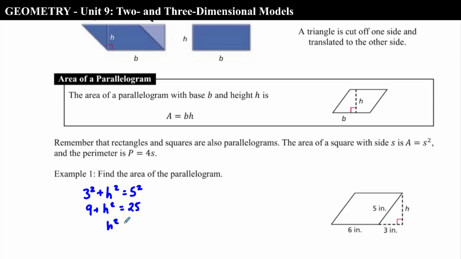So h squared is equal to 16. So h is going to be 4. And it has to be positive 4 because we know that length has to be positive. And so now we're going to use this in our area equals base times height. The base is 6. The height is 4. And so the area of our parallelogram is 24, and you have to put the units on it when you're given units. So in this case, it's going to be square inches.